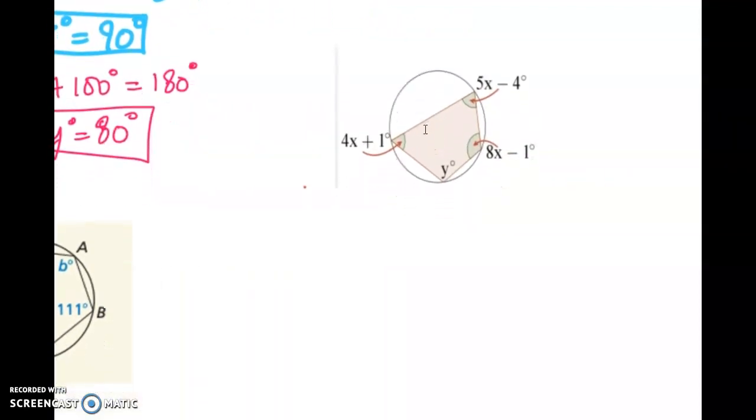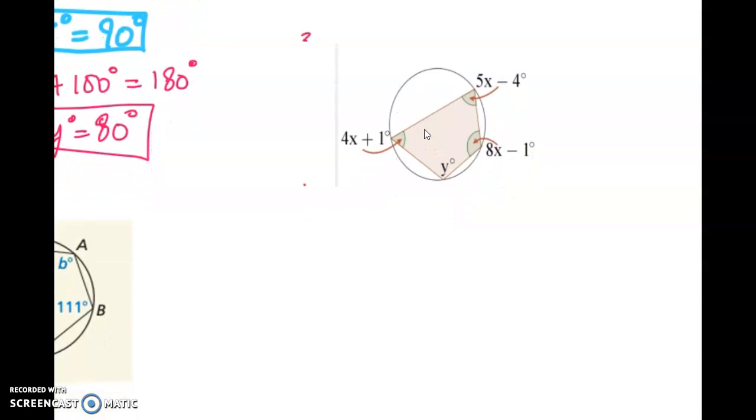Now, in question number 3, we have variables in play here. But let's check whether it is inscribed or not. Let's see whether all the vertices are on the circle. Yes, they are there. So check. Yes, the quadrilateral is inscribed. Because a quadrilateral is inscribed in a circle, that means opposite angles will add up to, yes, you are right, 180 degrees.